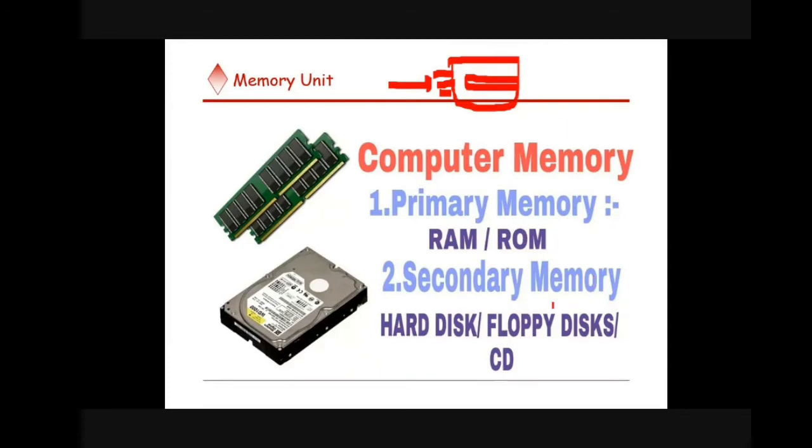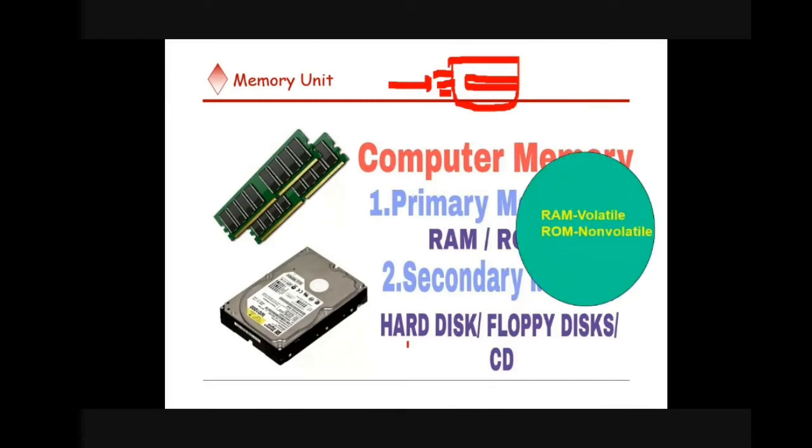So what is secondary memory? Secondary memory is the extra memory you add to the system for extra storage. Already you are familiar with it: all of you have a hard disk, a pen drive, and other things. Those are the extra memory you use with the system, and that is called secondary memory. Also, you know that RAM is a volatile memory and ROM is a non-volatile memory.